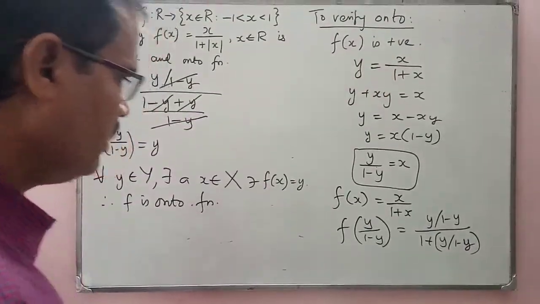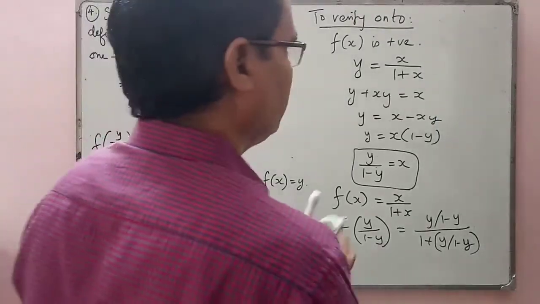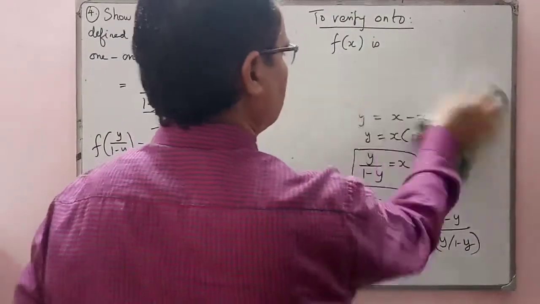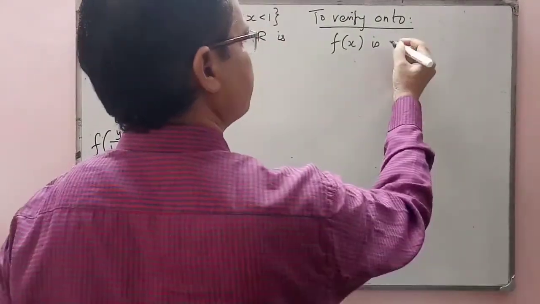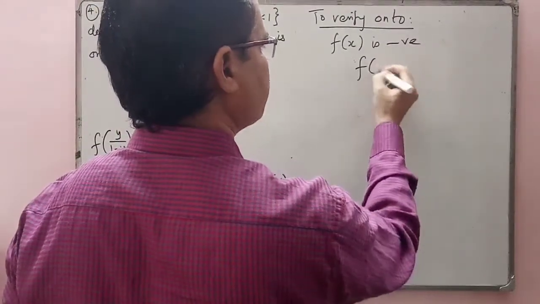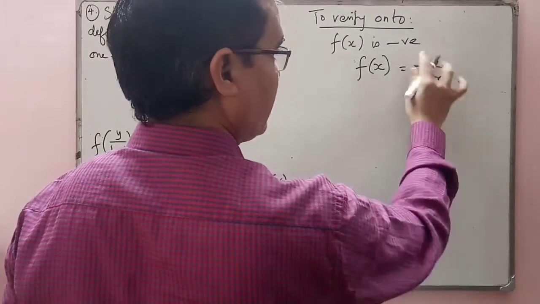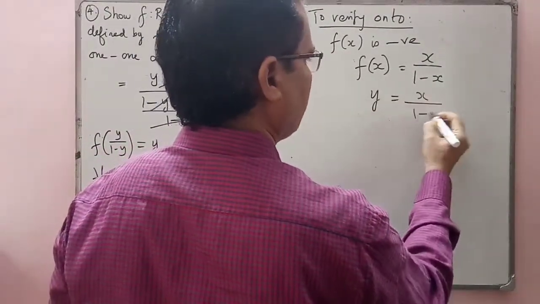Now what should I do? I should also show f is onto function for f of x negative. So I am going to make small changes here. What function do we have for negative? Yes, f of x is negative. What is f of x, children? Can you help me out? Yes, 1 by 1 minus x. Sorry, x by 1 minus x. Thank you. Now we'll take this as y. y equal to x by 1 minus x.